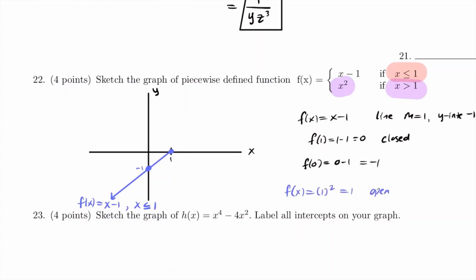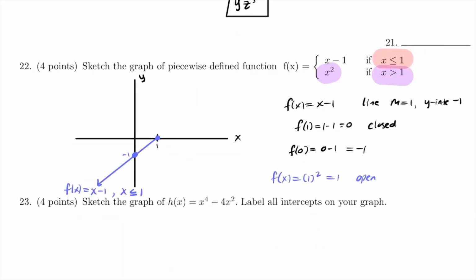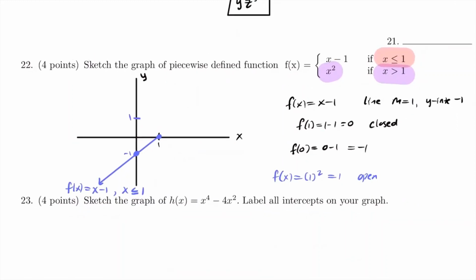Now this point is going to be open because the inequality is strictly greater than 1. So (1, 1) is going to be somewhere right here. I'll show that with a different color. So here's 1, and (1, 1) is right here. So it's a parabola going upward.